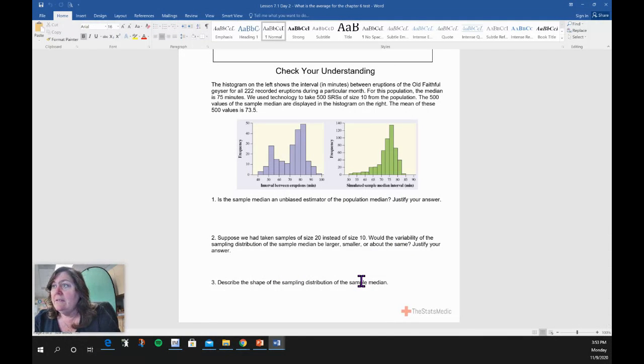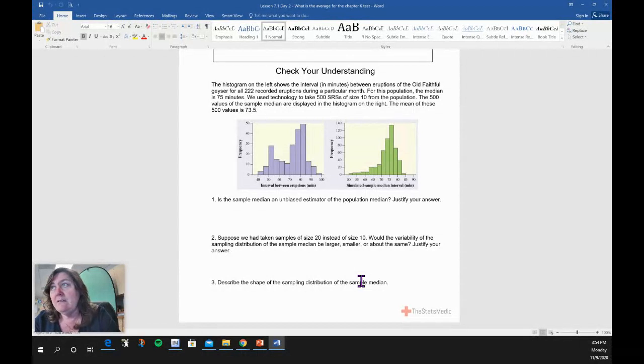Okay, and I would like for you to put your answers to these 3 questions in Edpuzzle, and then we're going to come back and look at the answers, and you'll be done for the day. So take a look at this. This is interesting because it's looking at median. Remember yesterday we looked at range to see if it's a possible unbiased estimator. We found it really was not an unbiased estimator.